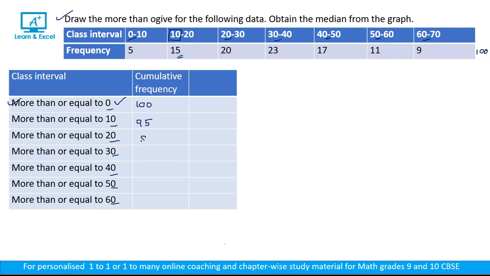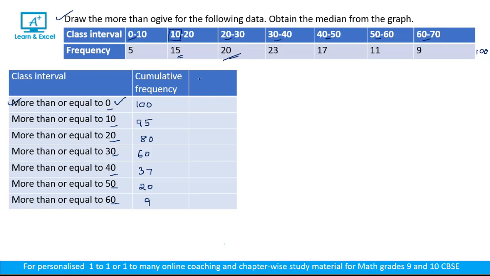So we'll get 80. For finding the next cumulative frequency, it will be 80 minus 20, which is going to be 60. The next one will be 60 minus 23, which is going to be 37. And then 37 minus 17 will be 20. And then for the class interval more than or equal to 60, the cumulative frequency will be 20 minus 11, which will be 9.